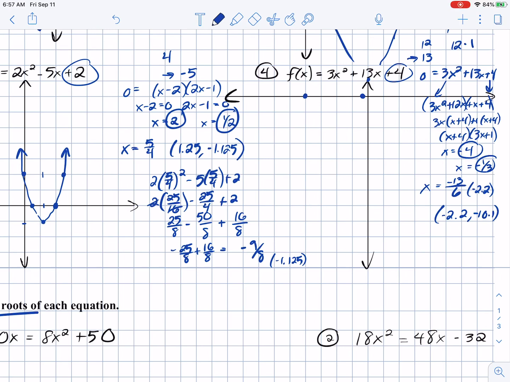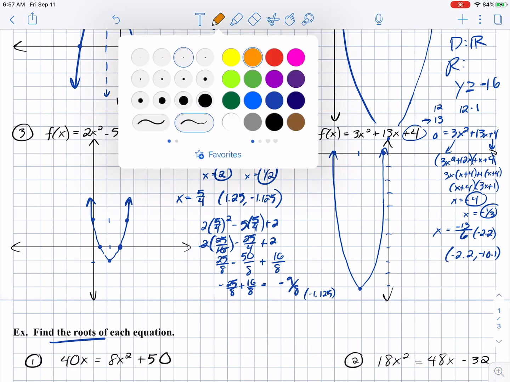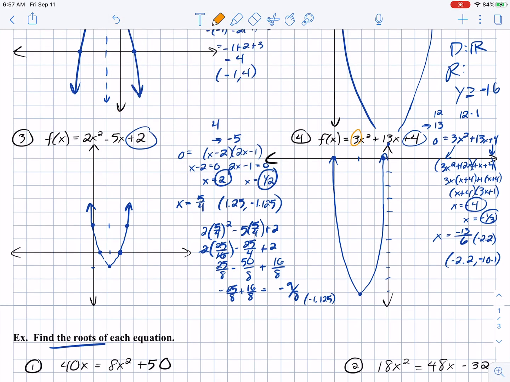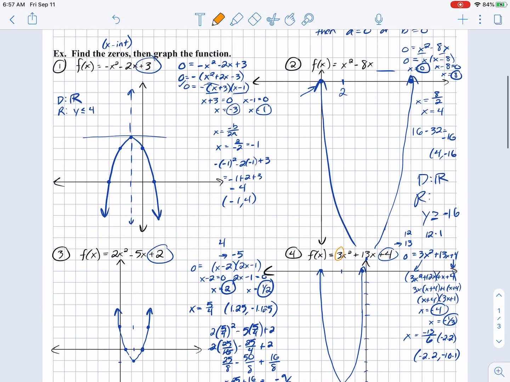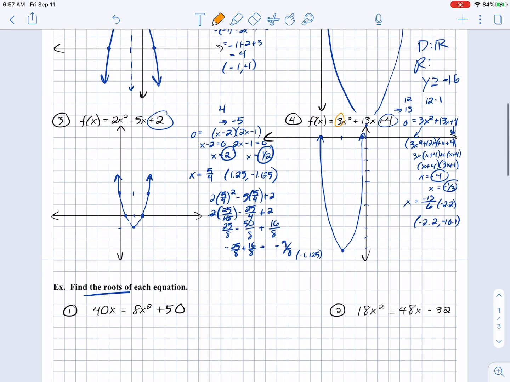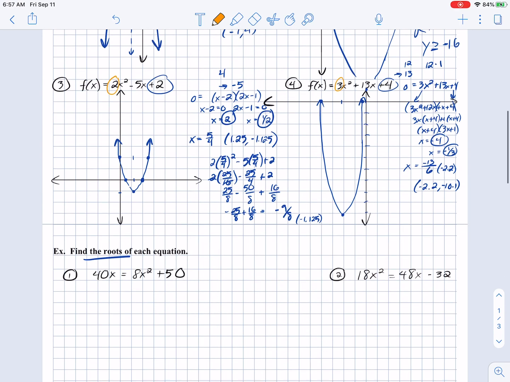So negative 2.2, negative 10.1. Great. And there's our function. Pretty narrow, pretty squeezed together because the a value is 3, a vertical stretch by a factor of 3, right? We didn't really talk about that on our other graphs. Squeezed together on 2 because it's a vertical stretch of 2.